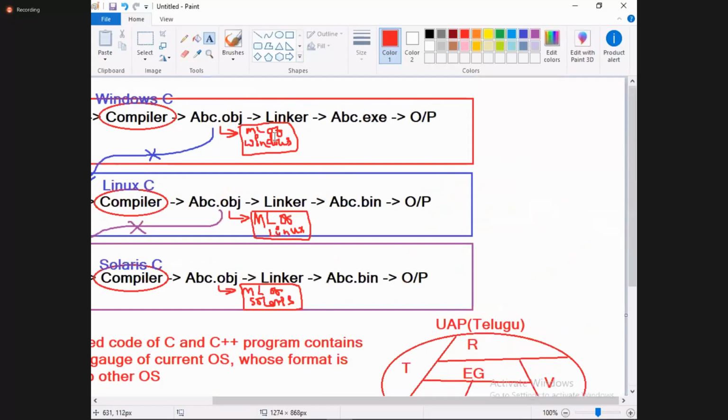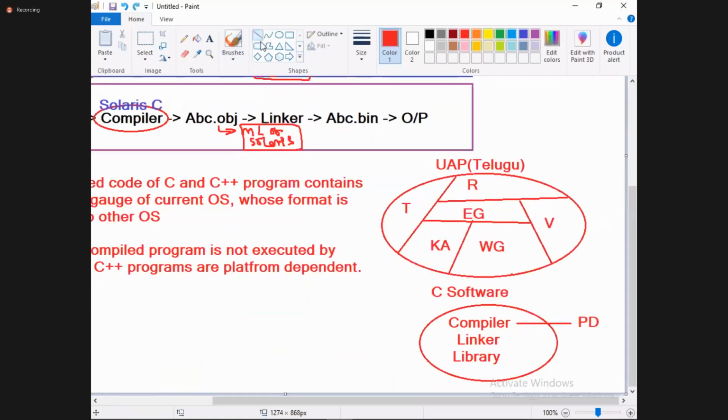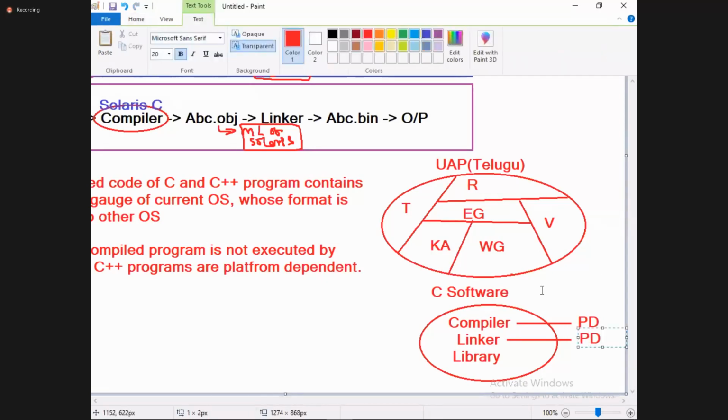The linker needs to understand the machine language of Windows and add some more processor level code, generate the exe file and generate output. So it also needs to understand machine language, which means it is also what type of software? It is also platform dependent. Platform dependent. Tell me next, library.